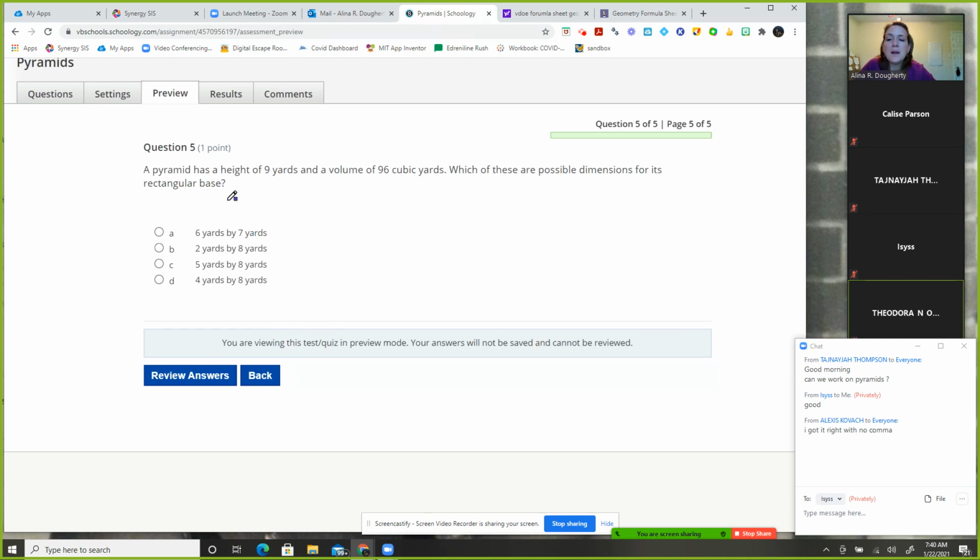A pyramid has a height of 9 yards and a volume of 96 cubic yards. Which of these are possible dimensions for the regular base? So I'm going to use my volume, right? Volume equals 1/3 the base times the height. Oh, so this is kicking it up a notch a little bit. I'm looking for the base and I know the height, right? So we're going to do the exact same thing here.